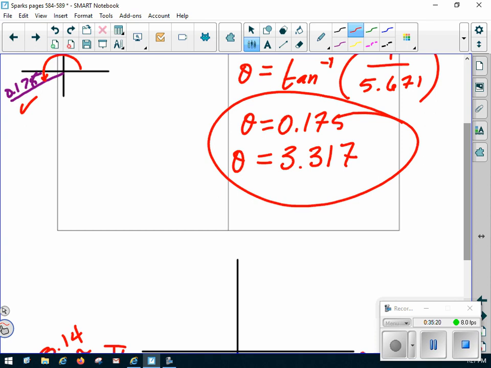Be careful on your mode. Make sure if it's degree, you're in degree mode. If it's radian, you're in radian mode. Do you have questions? Is there anything here that puzzled you at all? All right, then.